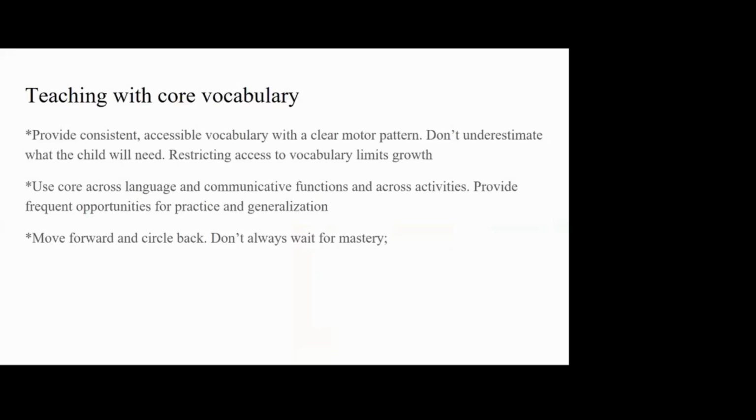So three things to keep in mind. We need to provide consistent, accessible vocabulary with a clear motor pattern. And we need to try to provide them with a whole bunch of it right away. Okay, we don't want to underestimate what the child will need, and we don't want to restrict access, because it limits growth. And we really want to use core across language and communication functions and across activities and provide frequent opportunities for practice and generalization.